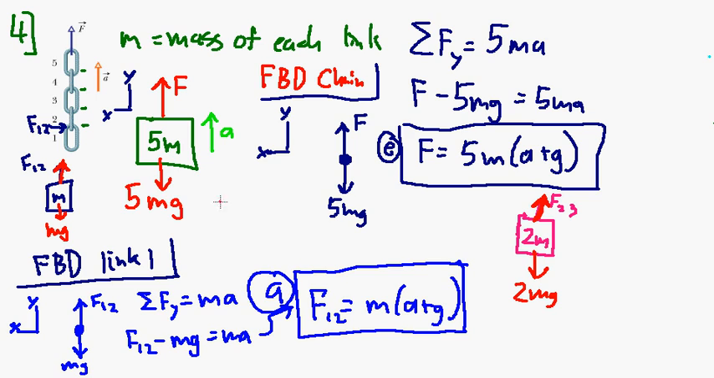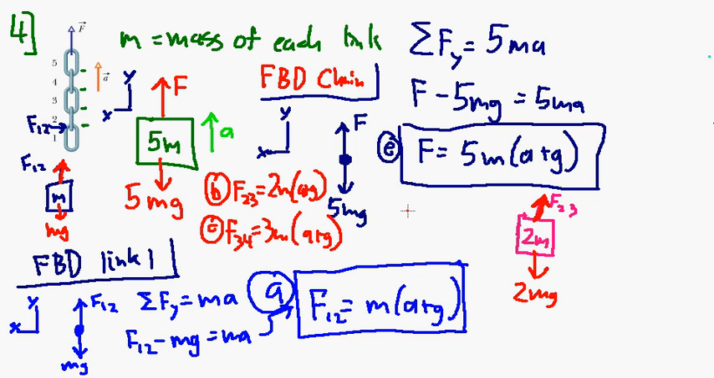So for part B, F23 equals 2m times (a plus g). And then for C, F34 equals 3m times (a plus g). For part D, F45 equals 4m times (a plus g). Well, gosh, that's pretty easy. Part F is the last one.